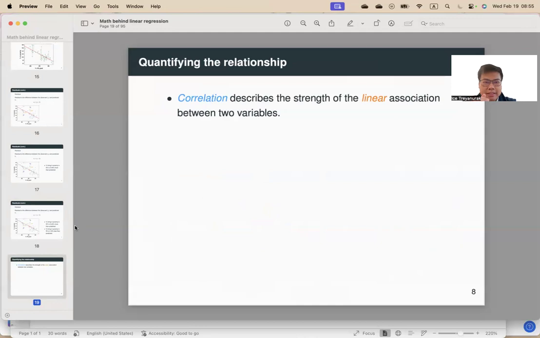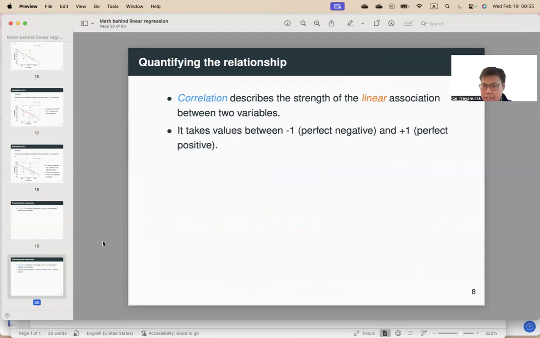Another review of the vocabulary: there's correlation, which is the strength of the linear association between two variables. How well does one variable linearly predict the other variable? The higher the correlation, the closer the number is to 1 or -1. The lower the correlation, the closer the number is to 0.